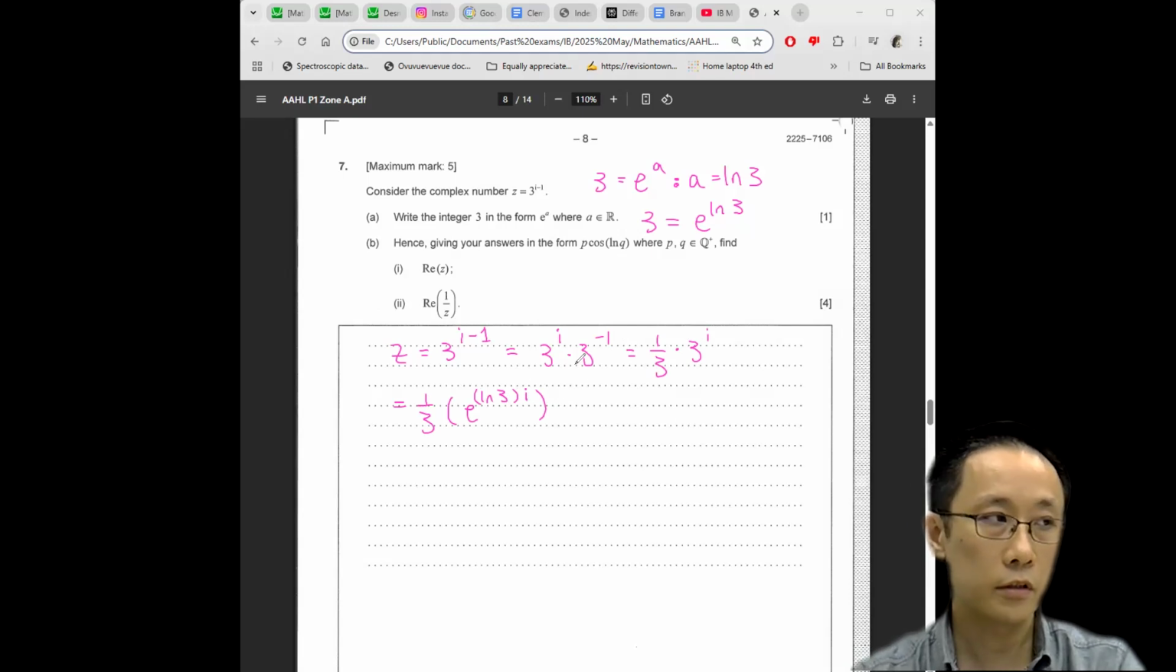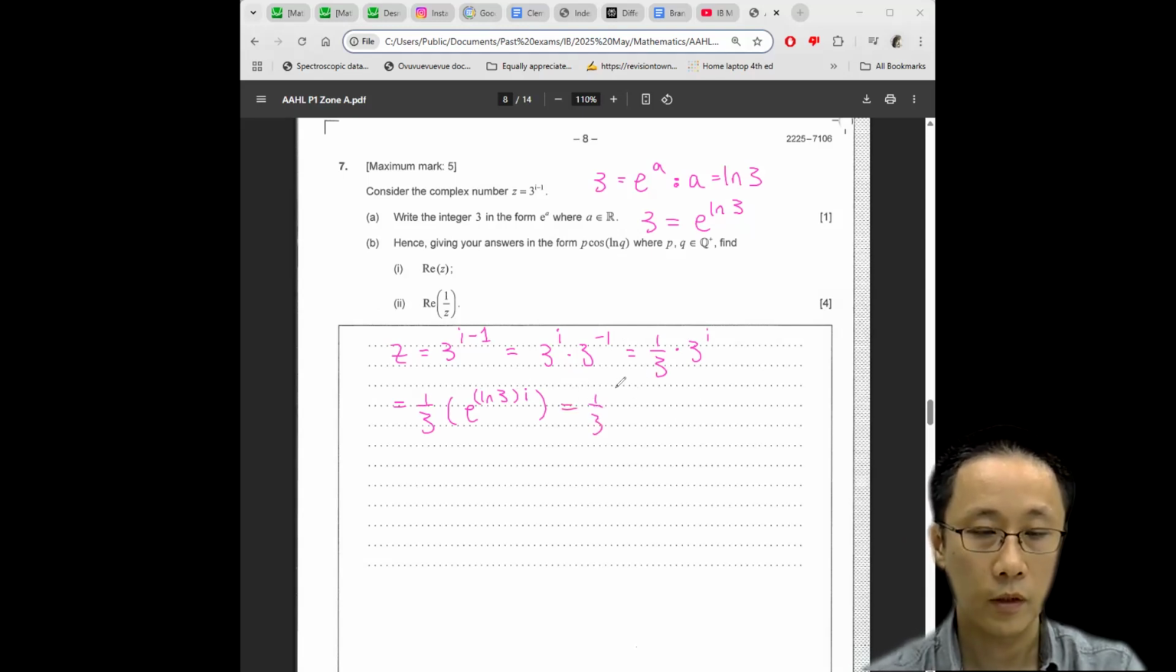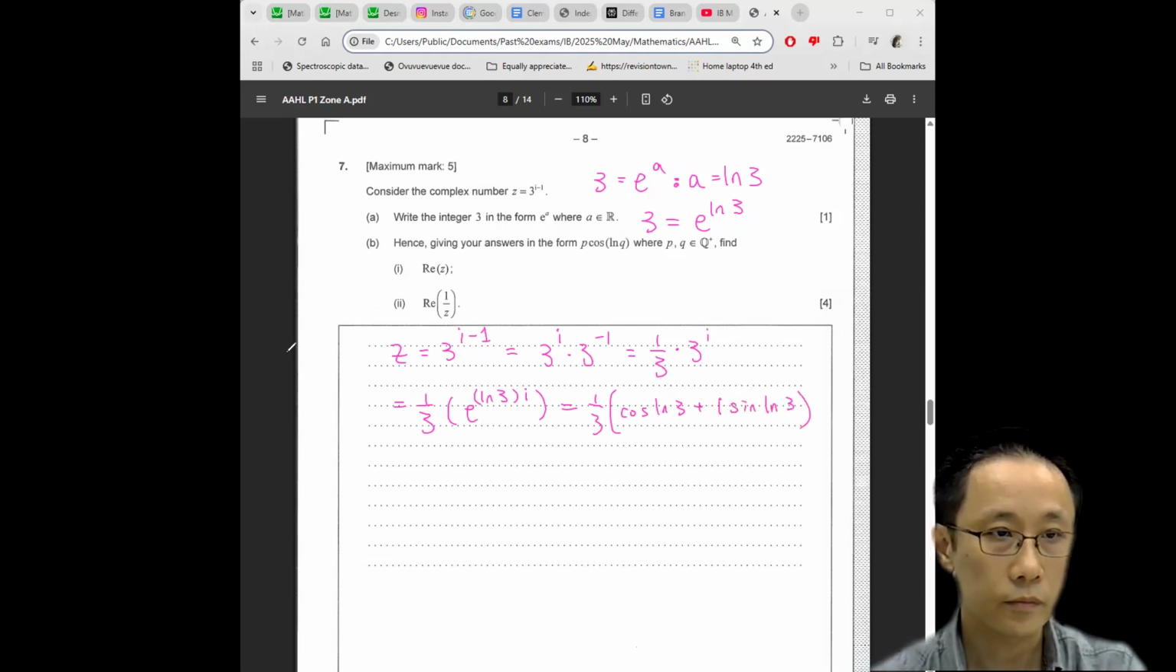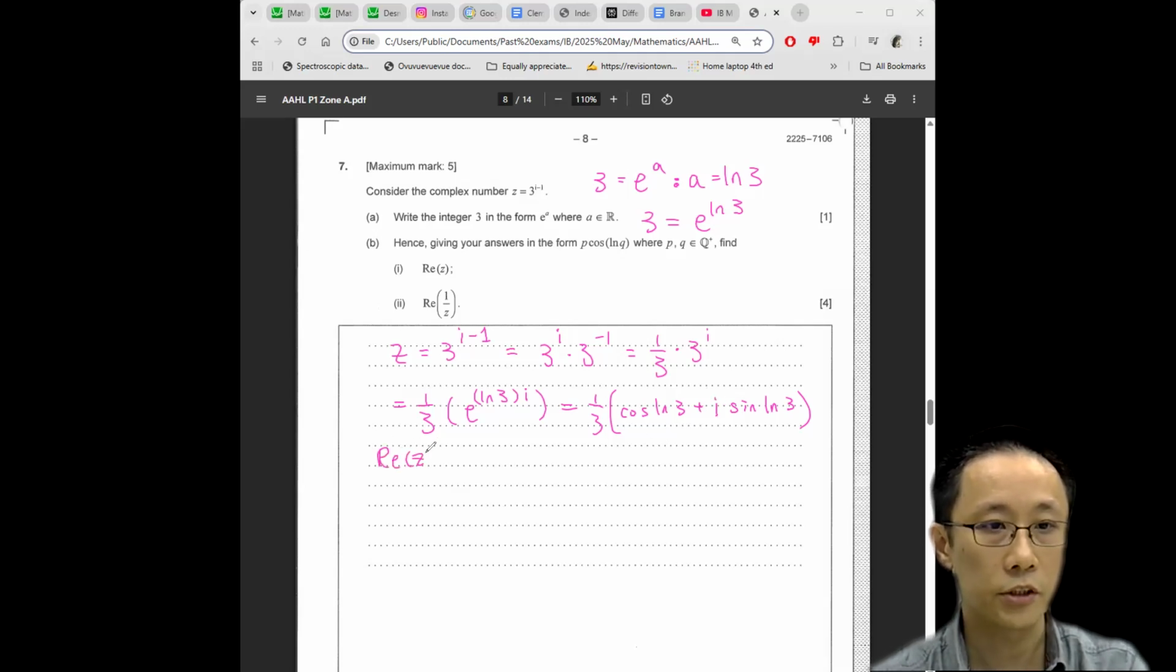And we can now convert this Euler form into Gauss's argument form, cos ln 3 plus i sine ln 3. The i is a little bit ugly. And clearly the real part of z is just 1/3 cos ln 3.